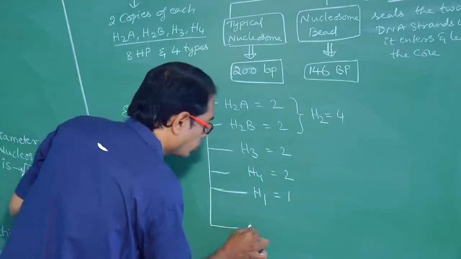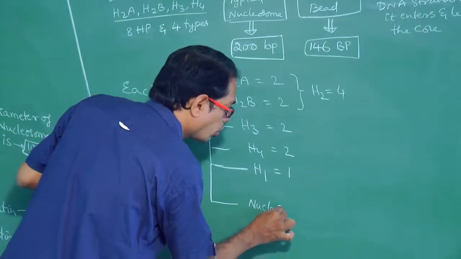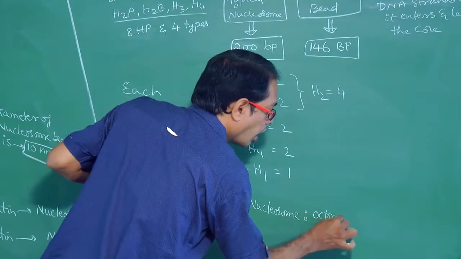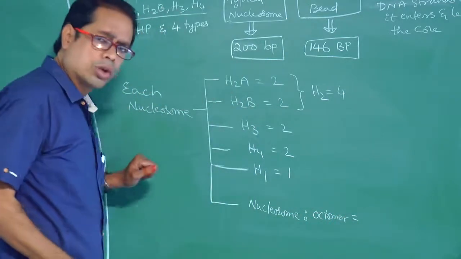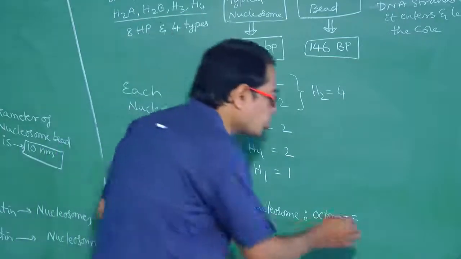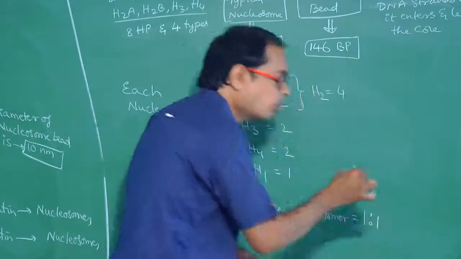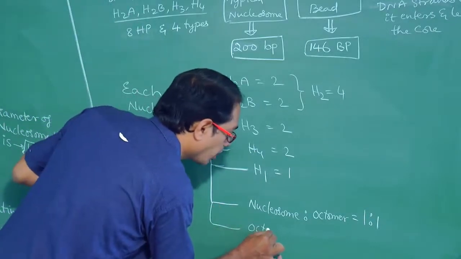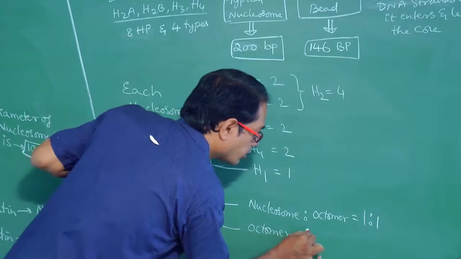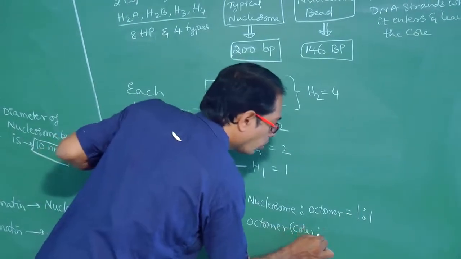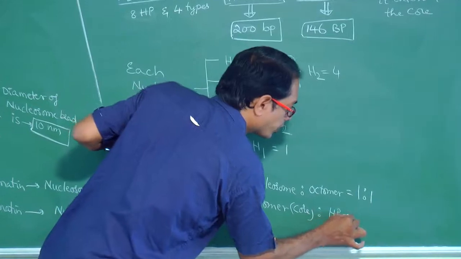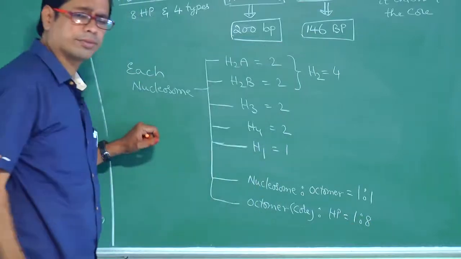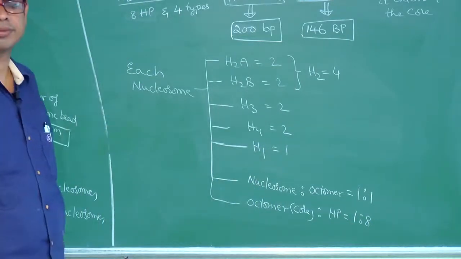And next, nucleosome is to octamer. One nucleosome contains one octamer only, and the octamer, also called core, is to histone proteins. One octamer contains 8 histone proteins. These points you have to remember. Okay.